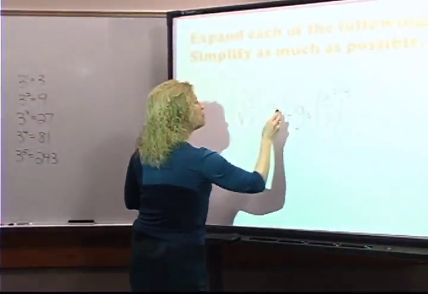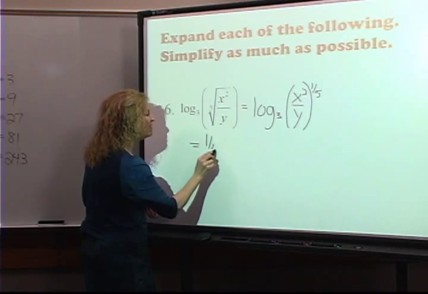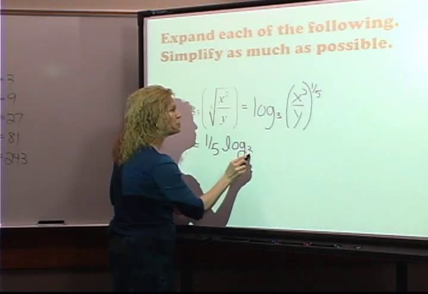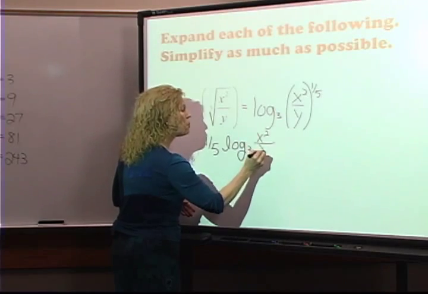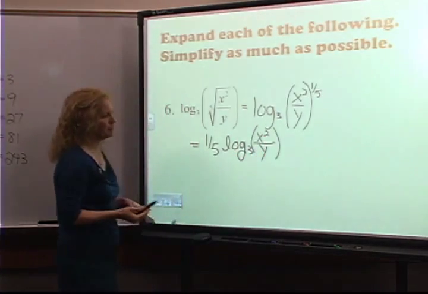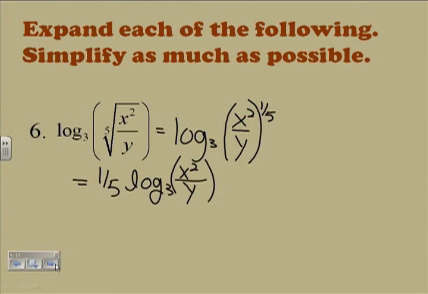Okay, I'm going to bring that 1/5 down, and I'm going to say that's 1/5 times log base 3 of x squared over y. Next step, you see that I've got a big division going in here, which means subtract. Now, I don't want to forget that this 1/5 is being multiplied times everything. So I'm going to put parentheses, and it's log base 3 of x squared minus log base 3 of y.